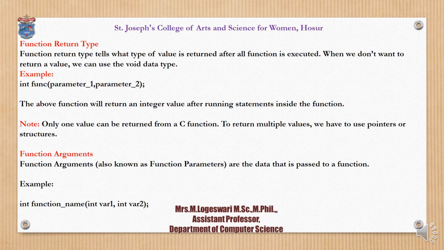Function arguments can also be known as parameters. These are the data passed to a function. Example: int function name, where the argument values are in variable 1 and variable 2.